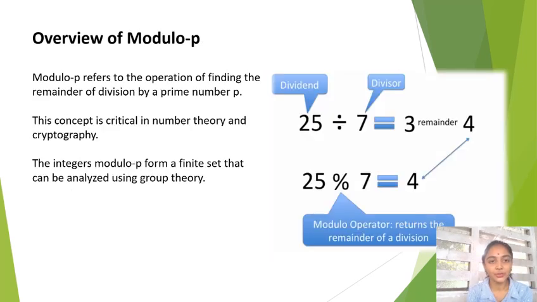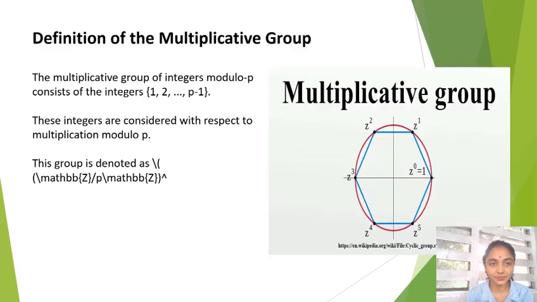Overview of modulo p. Modulo p refers to the operation of finding the remainder of division by a prime number p. This concept is crucial in number theory and cryptography. The integers modulo p form a finite set that can be analyzed using group theory.